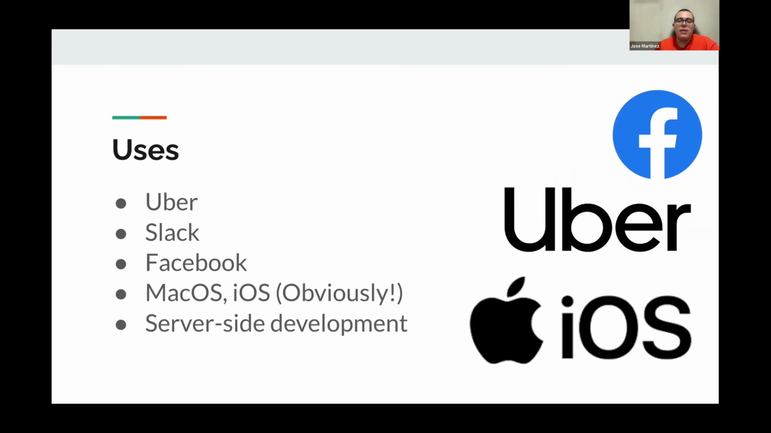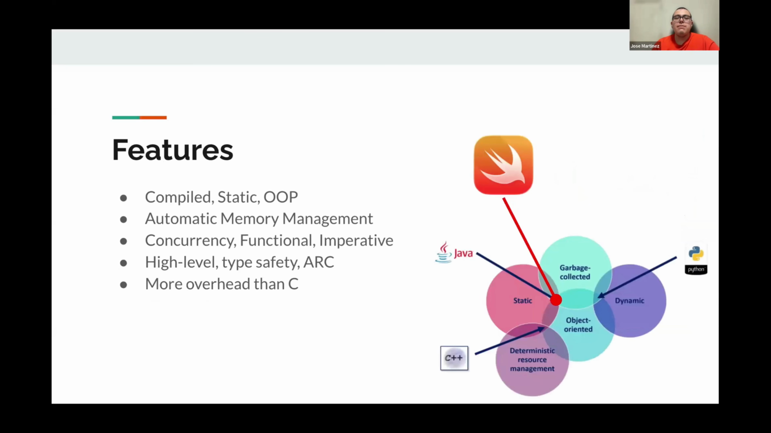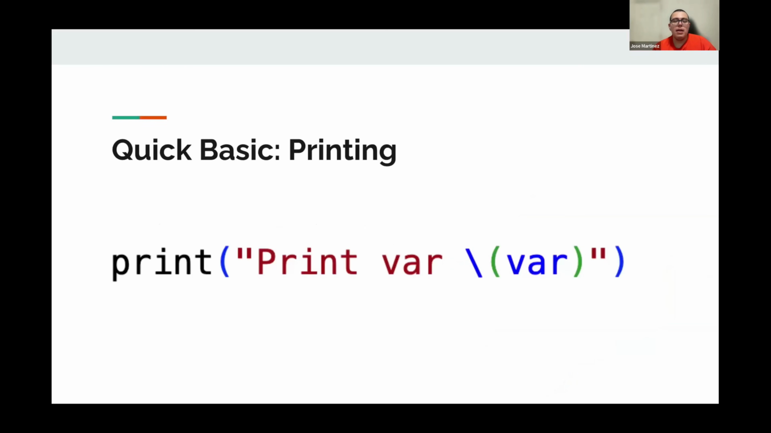Some uses of Swift are that it is used by Uber, Slack, Facebook, is used in macOS and iOS, and for general server-side development. Some features are that Swift is compiled, has static typing, supports object-oriented programming, and it has automatic memory management. And it supports the paradigms of concurrency, functional programming, and imperative programming. And it is also a high-level language with type safety, and it has more overhead than C, which makes it a little slower.